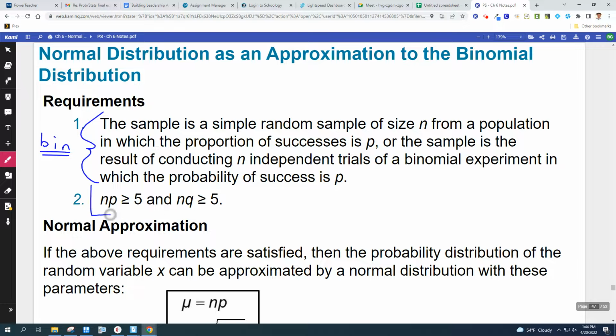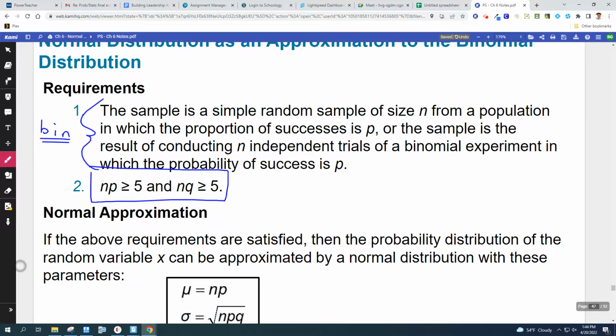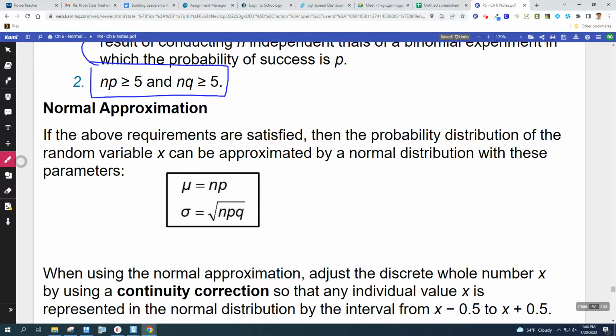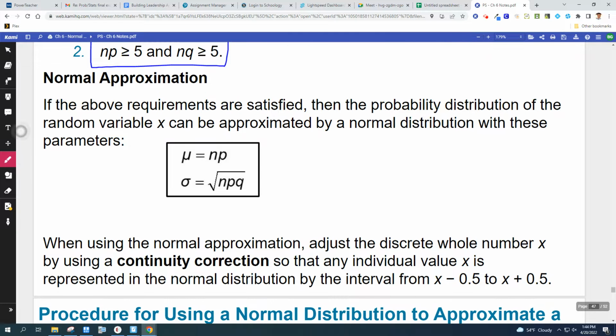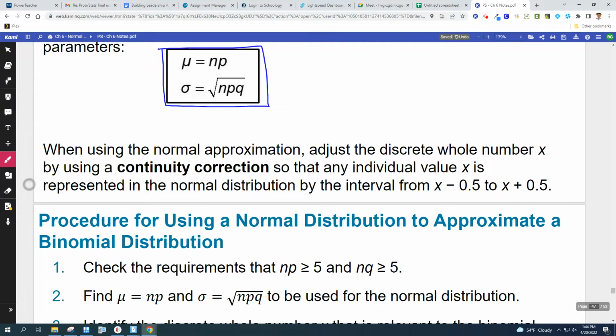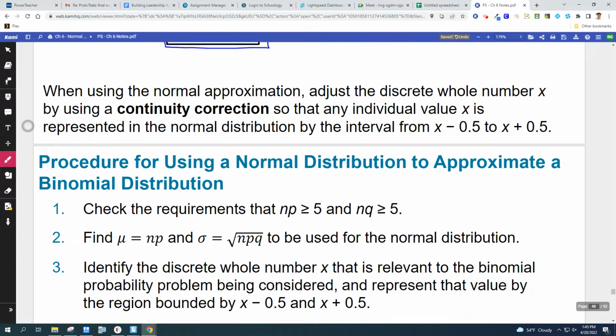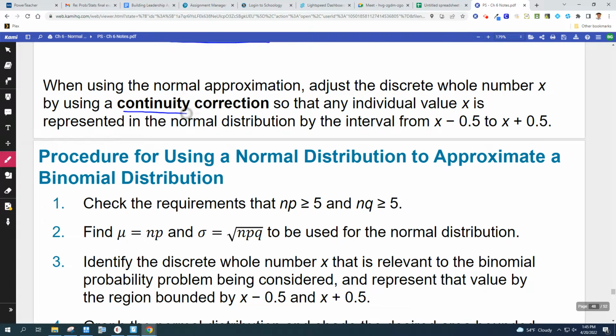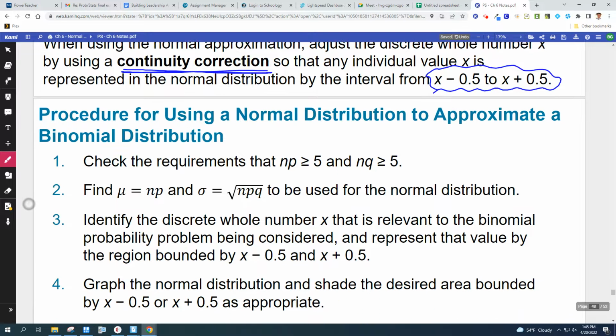And then we also have to check that these requirements are met: N times p is greater than or equal to 5, and N times q is greater than or equal to 5. Here we've got the same two formulas where we find the mean and the standard deviation, so we can draw our normal curve. And again, it tells us about the continuity correction. Remember, we're going from discrete to continuous. So we're going to use this calculation to kind of fudge the numbers a little bit and help us approximate.